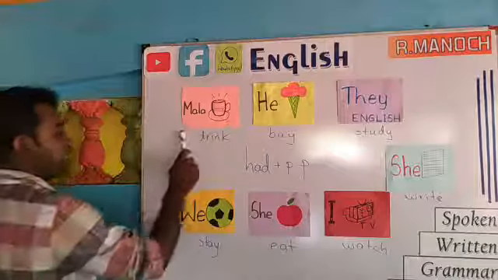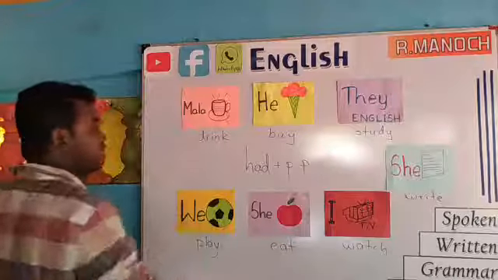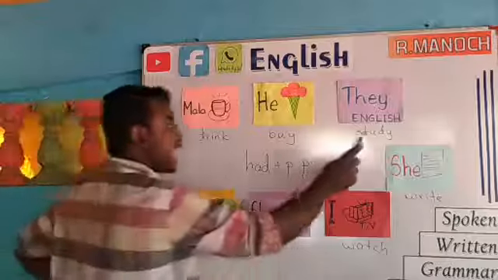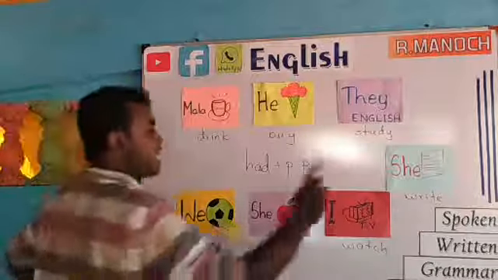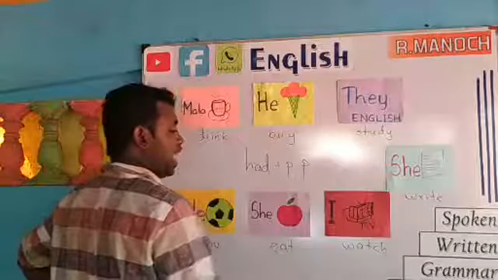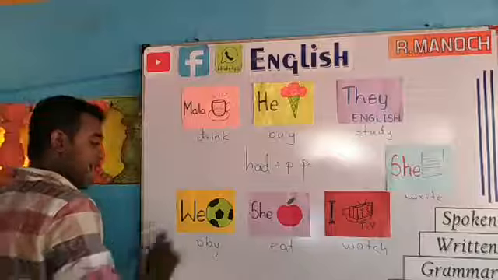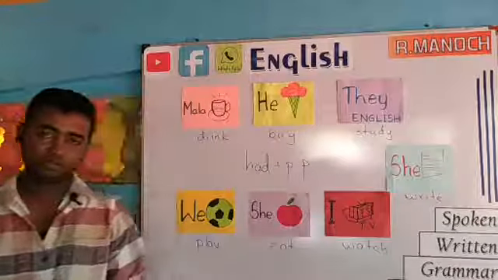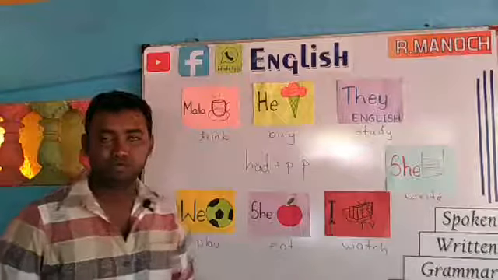Mala had drunk coffee. He had bought an ice cream. They had studied English. She had written a letter. I had watched TV. She had eaten an apple, and we had played football. Right? So, we had played football.